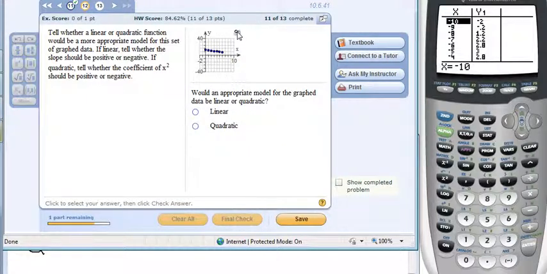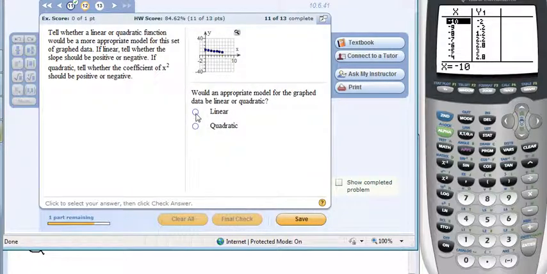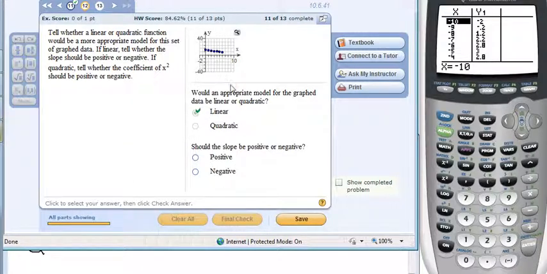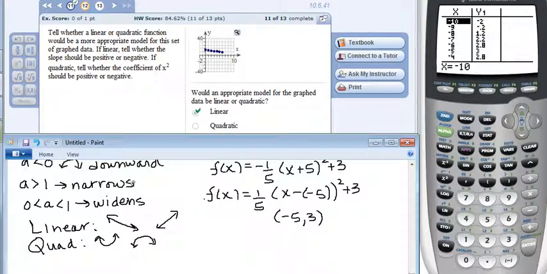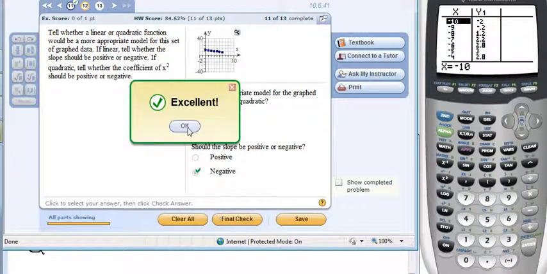Let's take a look at this one. Well, if you connected the dots, that looks pretty linear, doesn't it? It really does. So this one's more linear if you graph the data. All right. What about my slope? Lines have slopes. Remember which way is which? This is downhill, so that's a negative slope. This is uphill, so that's a positive slope. I have more of a downhill thing, so it's going to be a negative slope. Okay?